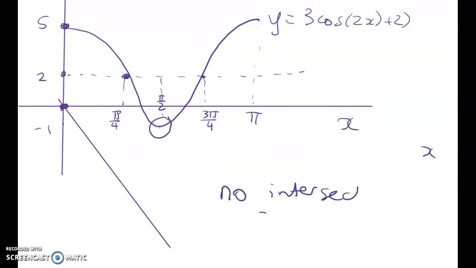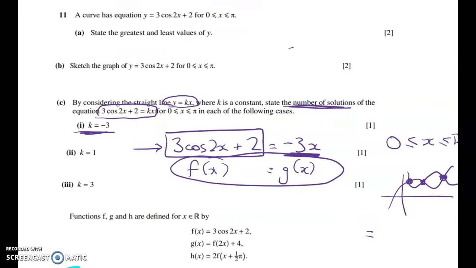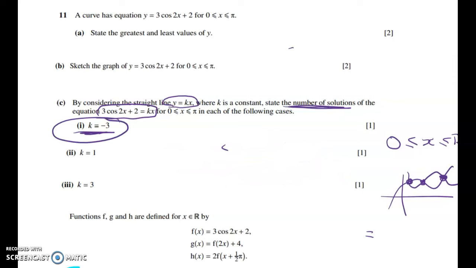So the number of intersections for those two will be 0. Okay, so that one is going to have no solutions. But you're not asked to say no solutions, you're asked to say the number of solutions, so it's 0.